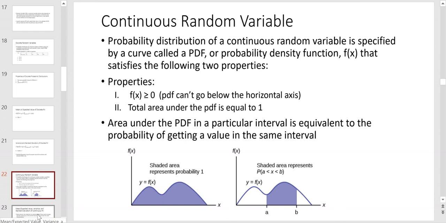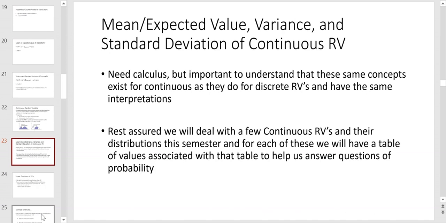Okay? So moving along, mean and expected value, variance, standard deviation of a continuous random variable. We're not going to learn how to compute this because this requires some background in calculus, at least a couple semesters, if not more. You need calculus, but it's important to understand that these same concepts exist for continuous as they did for discrete random variables, and they have the same interpretations. This is important. Rest assured, we will deal with a few continuous random variables, okay, and their distributions this semester.